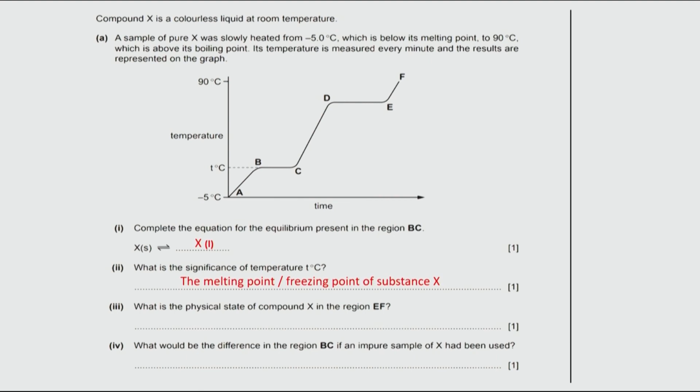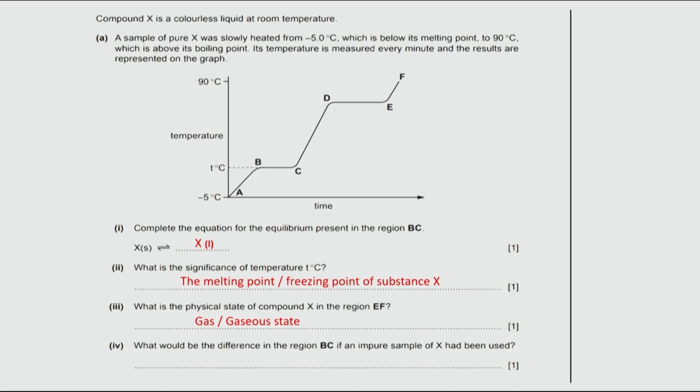Part 3. What is the physical state of compound X in the region EF? In the region BC, we've seen that the solid melted. So now CD, it's in the liquid phase. And then at DE, the liquid will have boiled. So now at EF, it will be in the gaseous state. It will have become a gas.